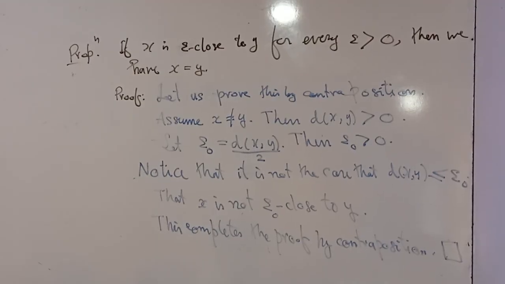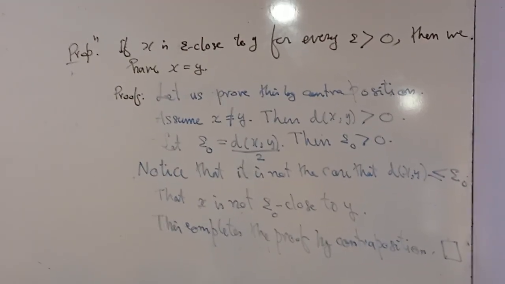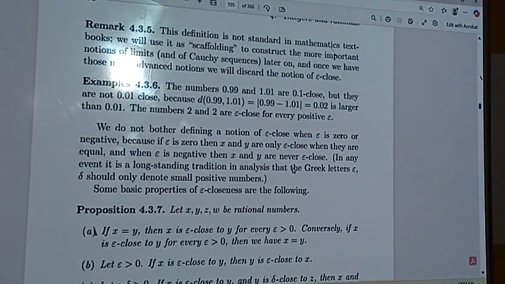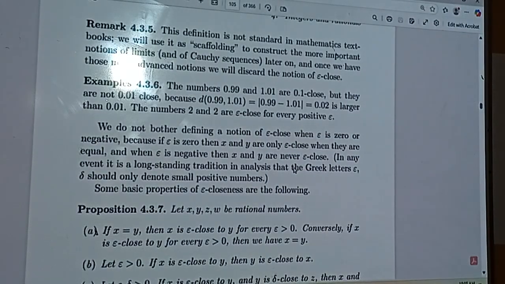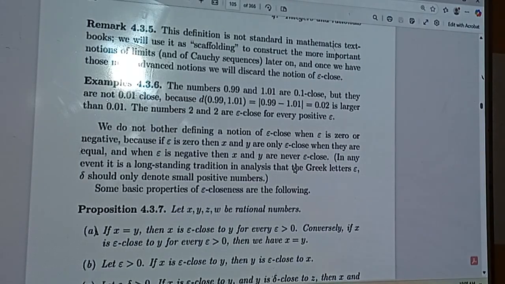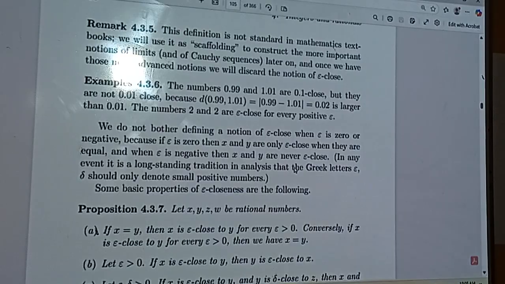Because certain things that you are learning are mechanical. For instance, let's go to the next one. Let epsilon greater than 0. If x is epsilon close to y, then y is epsilon close to x. Nothing like here. If x is epsilon close to y, he says d(x,y) is less than or equal to epsilon. Therefore, d(y,x) is also the same thing. So, no arguments. Now, let's go to the next one.